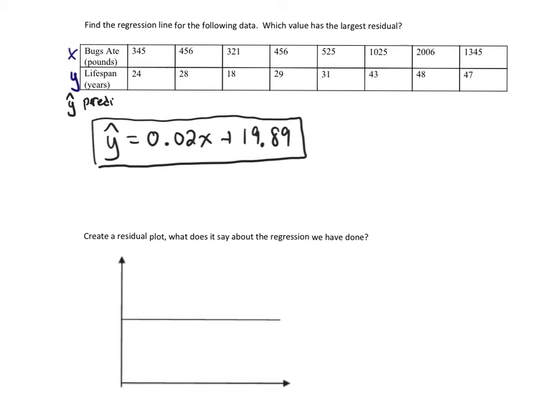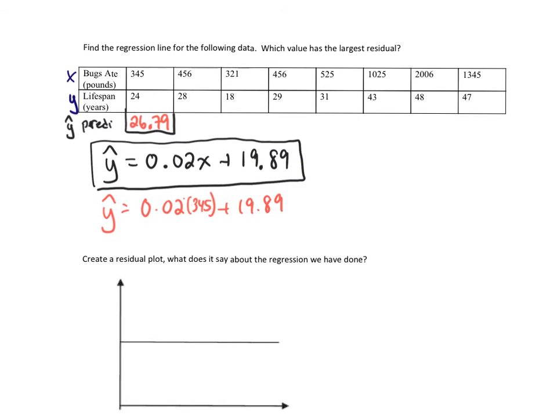So to get the first y hat for the 345 pounds, just as an example, I'm going to take that 0.02x plus 19.89, but instead of x, I'm going to replace it with 345. So we'll do 0.02 times 345 plus 19.89, which is going to give me 26.79. So that's my predicted value.